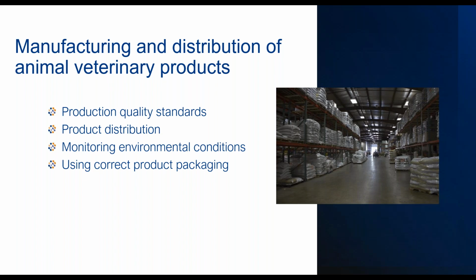Once these products have been manufactured, they are distributed through a variety of channels, such as veterinary clinics, online retailers, and pet supply stores. It's crucial that these products are stored and transported properly in order to maintain their quality and efficacy. Ultimately, the manufacturing and distribution of animal vet products plays a vital role in maintaining the health and well-being of our animal companions.